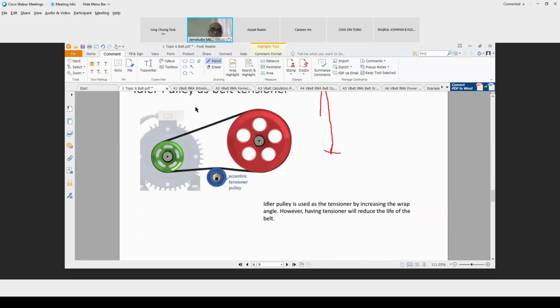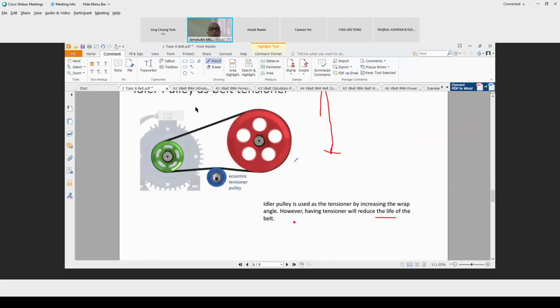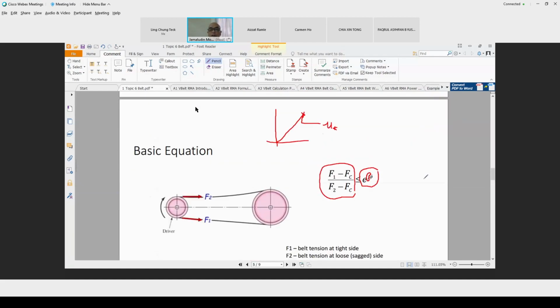For example, we have a tensioner. Even though it is better in wrap angle, it will reduce the life of the belt. All right. Okay, that is the basic thing. We are just using the equation.